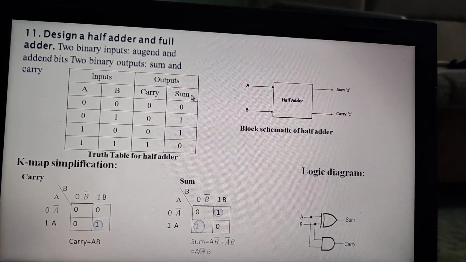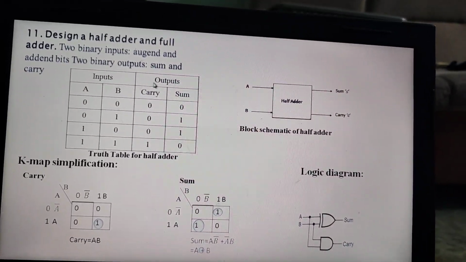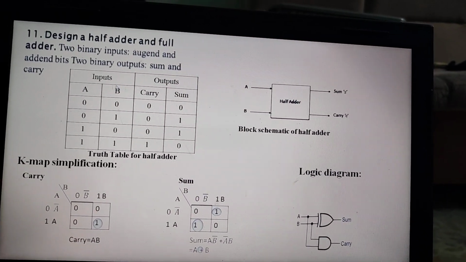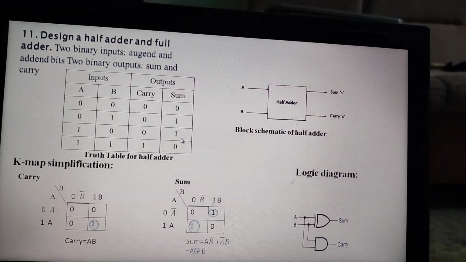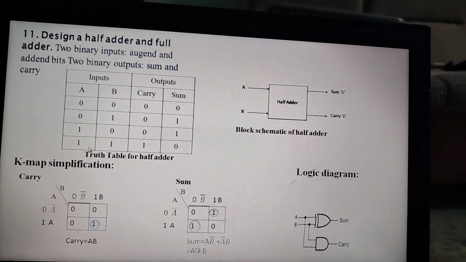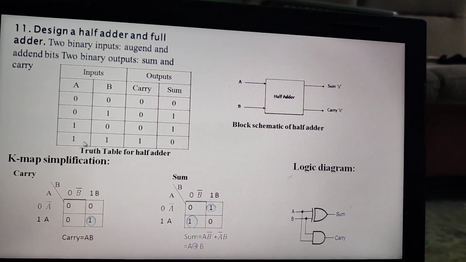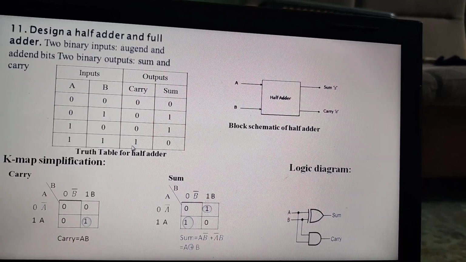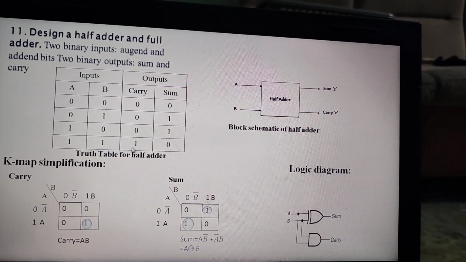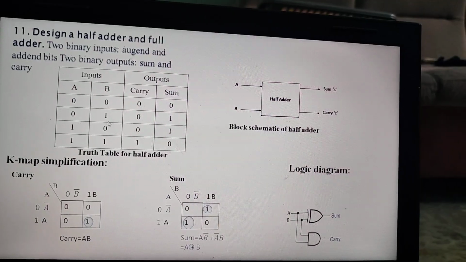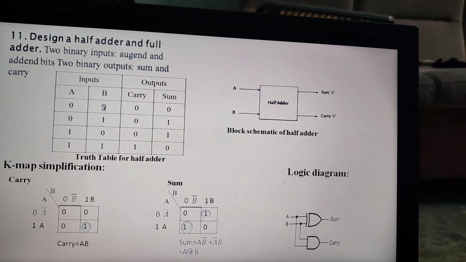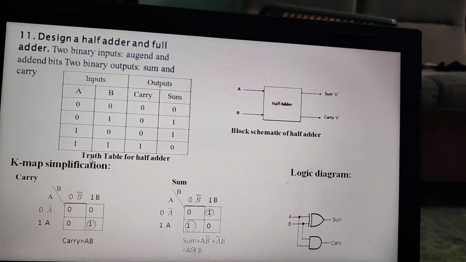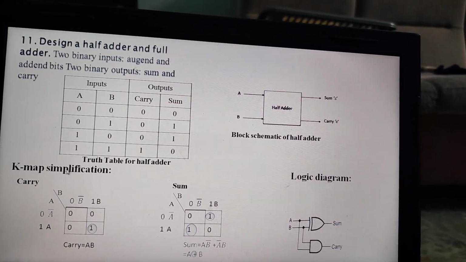Then how are we calculating the sum? 0 plus 0 is 0, 0 plus 1 is 1, 1 plus 0 is 1, and 1 plus 1 in binary is represented as 10. So 0 will be given in the place of sum and 1 has been taken as the carry. Can you understand how we are writing this truth table? Right. For this truth table, now we are going to draw a K-map simplification.